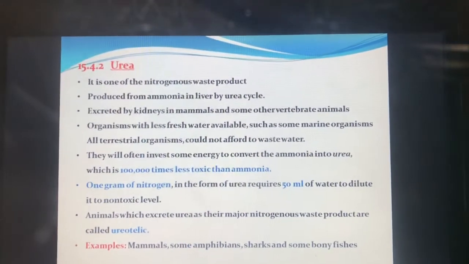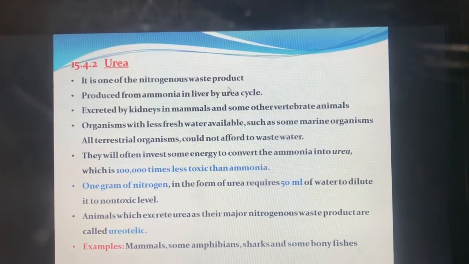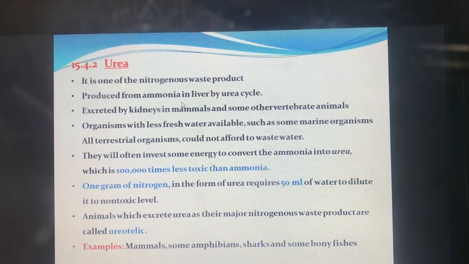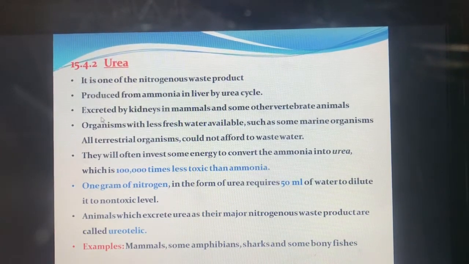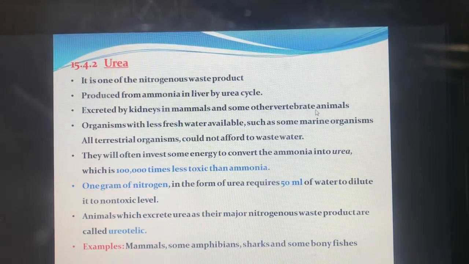Then urea. It is one of the nitrogenous waste products. It is excreted by man as well. The nitrogenous waste product of man is mainly urea. It's produced from ammonia in the liver by the urea cycle and excreted by the kidney in mammals and some other vertebrate animals as well.